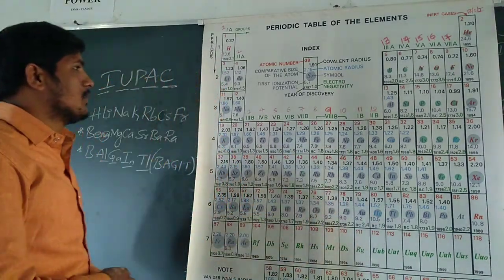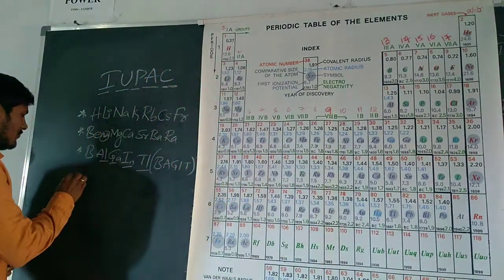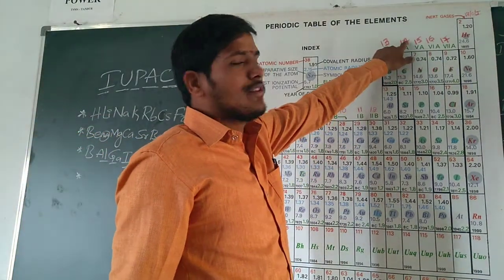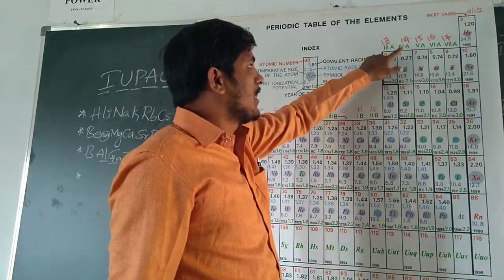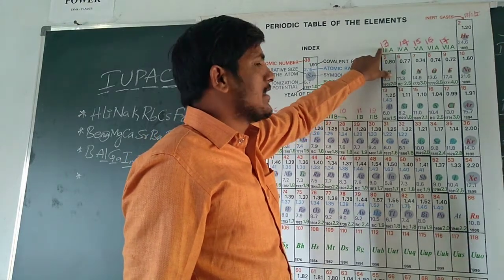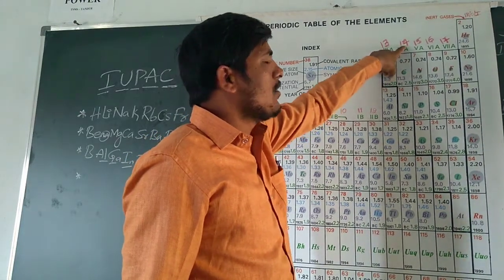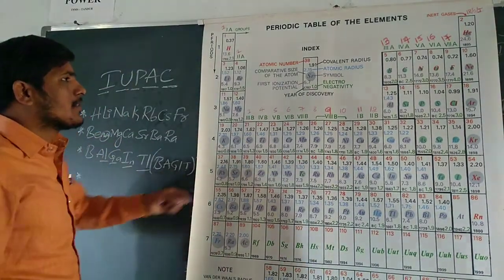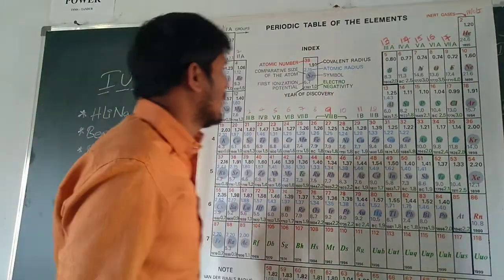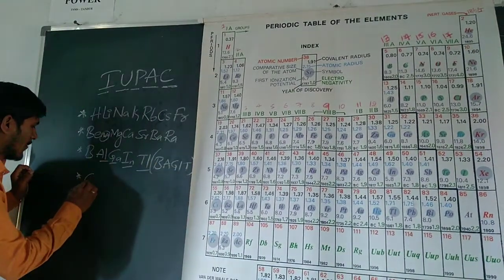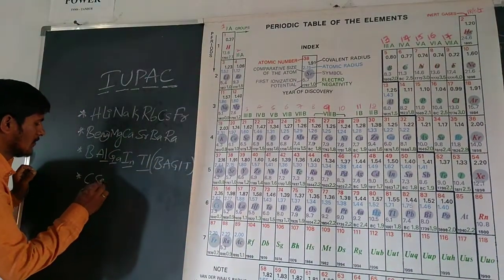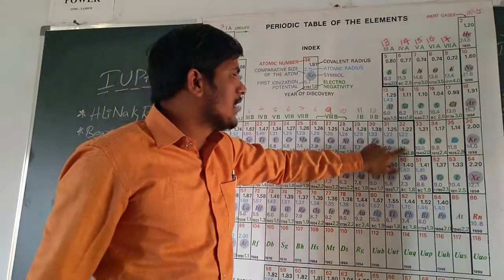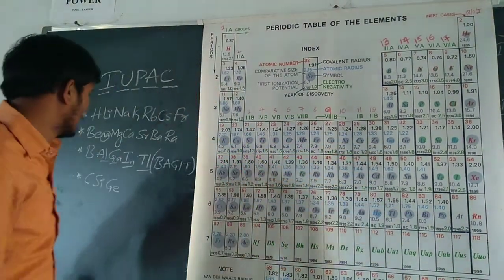And next, the fourth A group elements. What are they? The fourth A, or 14th group elements. There are two types: third A or 13th group elements, and fourth A or 14th group elements. What are the 14th group elements? See here: carbon, silicon, germanium, tin, lead.